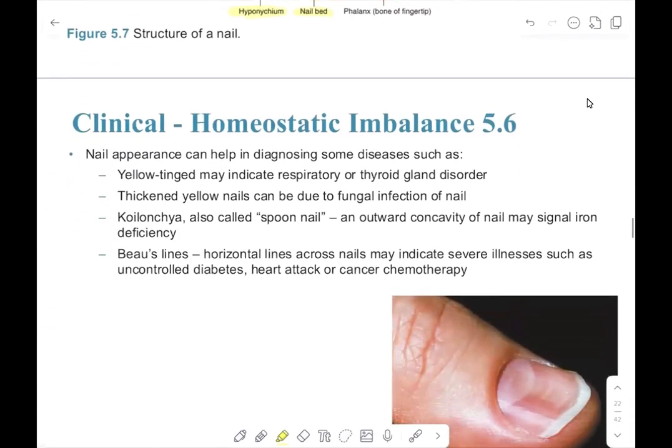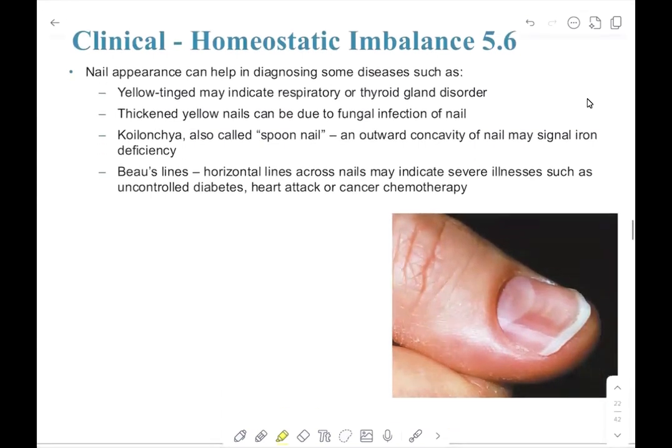So a clinical homeostatic imbalance associated with nails is, again, that nail appearance is very helpful in diagnosing some diseases, such as a yellow tinge may indicate a respiratory issue or a thyroid gland disorder. A thickened yellow nail could be due to a fungal infection of the nail.